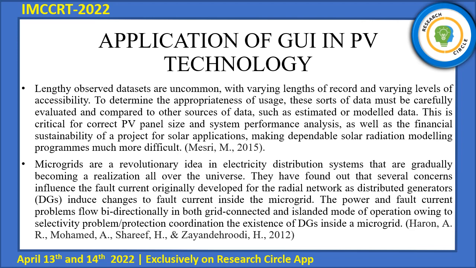Microgrids are a revolutionary idea in electricity distribution systems that are gradually becoming a reality all over the world. They have found out that several concerns influence the fault current originally developed for the radial network as distributed generators induce changes to fault current inside the microgrid. And the power and fault current flow bidirectionally in both grid-connected and islanded mode of operation owing to selectivity, protection and coordination problems, and the existence of DGs inside a microgrid.